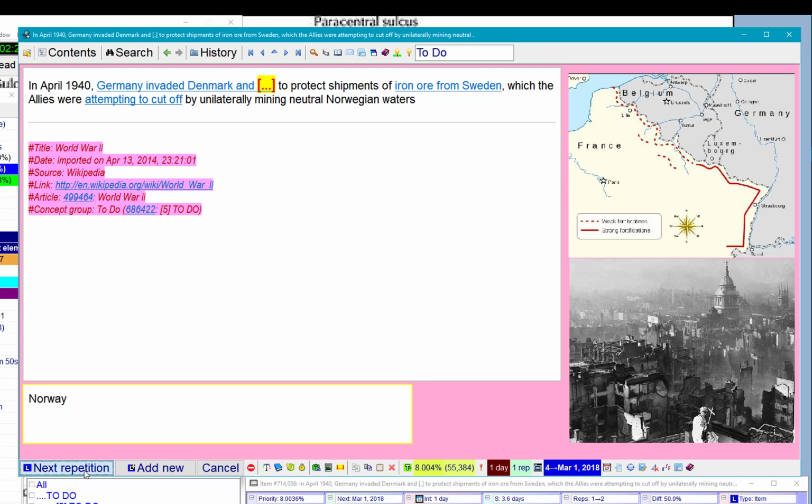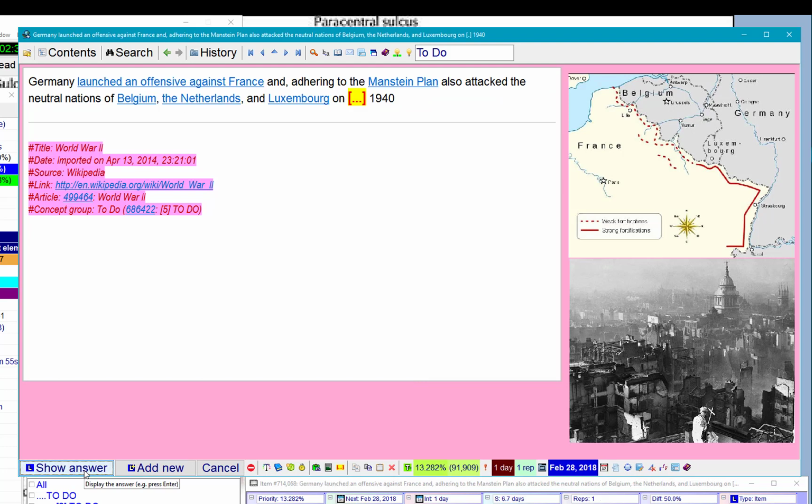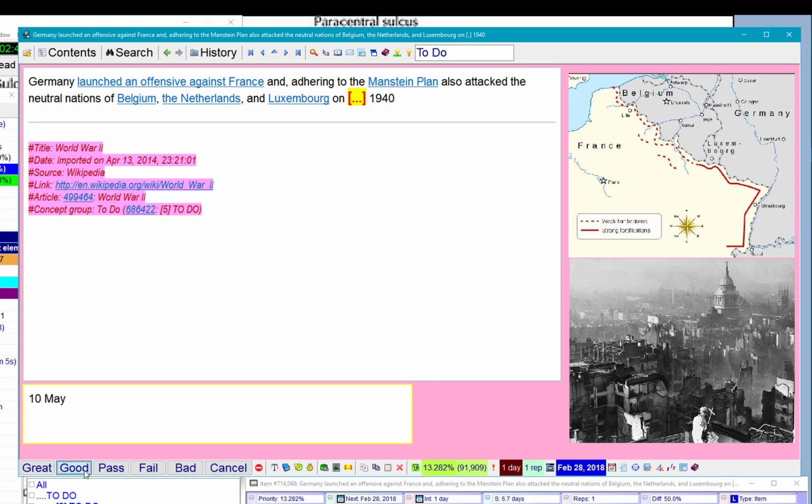And Norway. Germany launched an offensive against France, and here did the Manstein Plan also attacked the neutral nations of Belgium, Netherlands, and Luxembourg. And that was this famous day of May 10th.